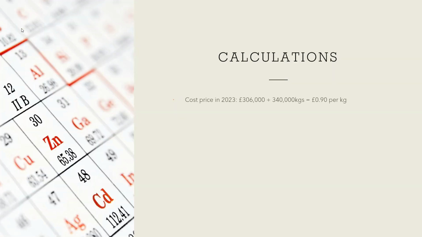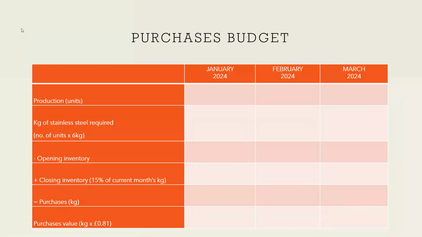First of all, we've got to work out what the cost price was in 2023. So they told us they'd spent £306,000 buying 340,000 kilos. So that gives us a price of 90 pence per kilogram. So if we're going to reduce that by 10%, that means that the cost is going to go down to 81p per kilo. Okay, so that's about it really for calculations at the moment. Now the purchases budget is a bit more complicated in terms of layout. You can see here we've got the 3 months across the top, January, February and March.